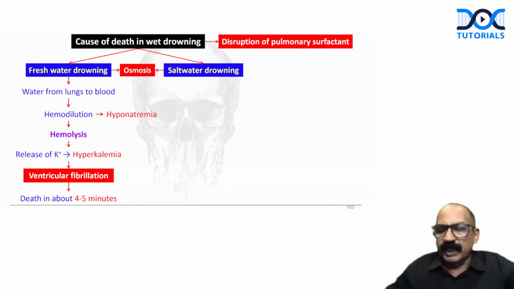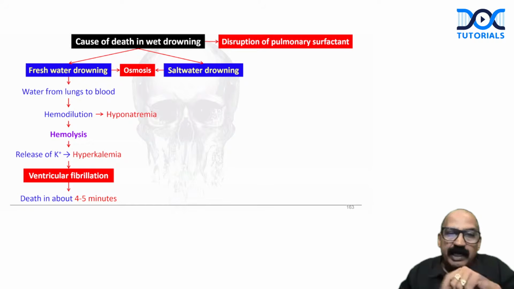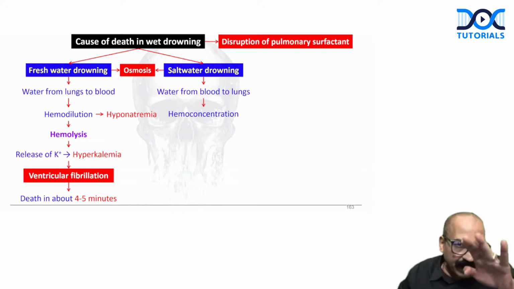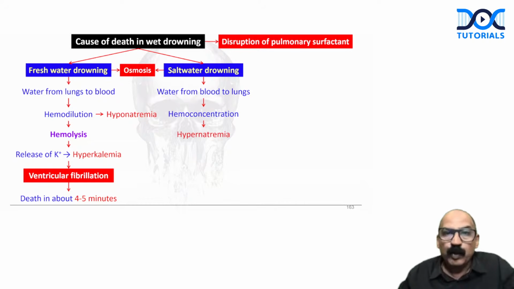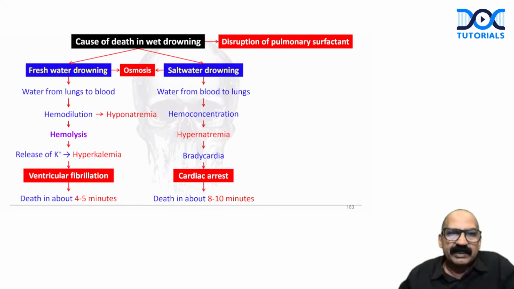Okay. Meantime, in saltwater drowning the opposite takes place. Water from the blood enters into the lung, which gives rise to hemoconcentration. Then there will be hypernatremia, which precipitates bradycardia and cardiac arrest, and the person dies in about 8 to 10 minutes.